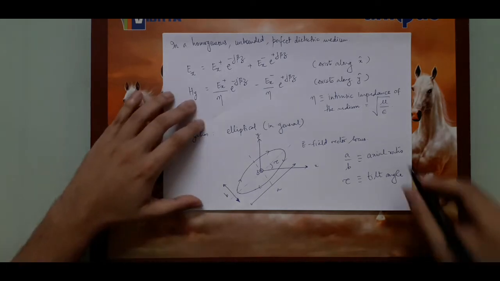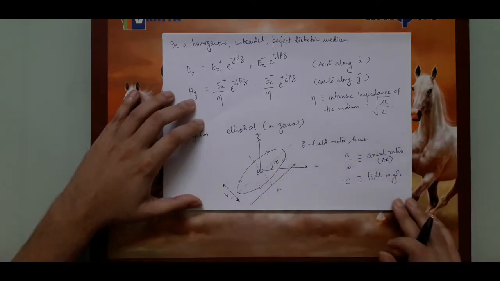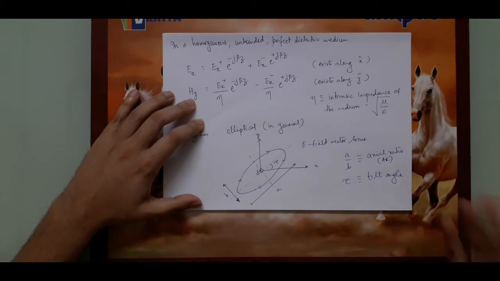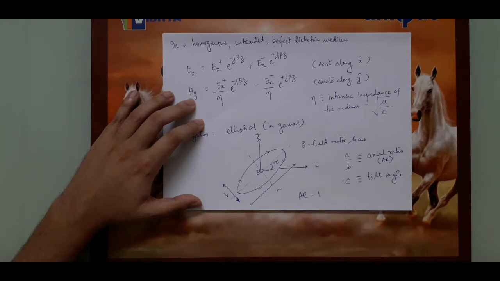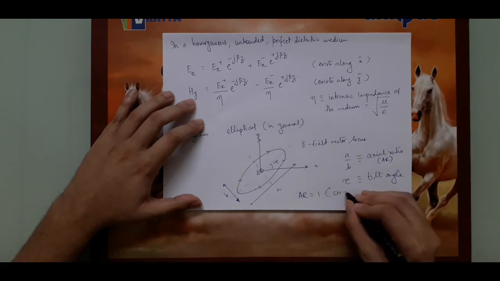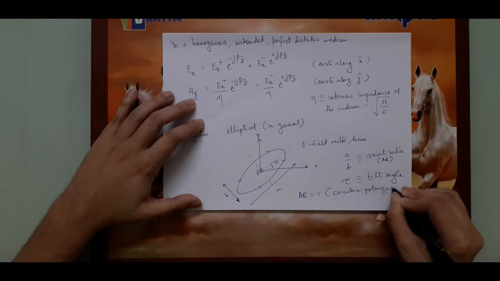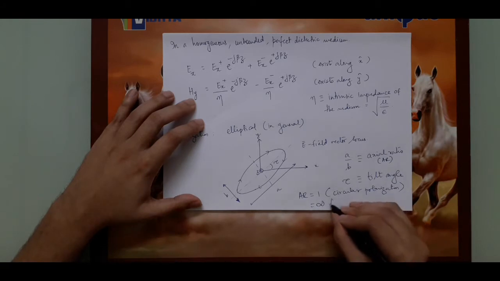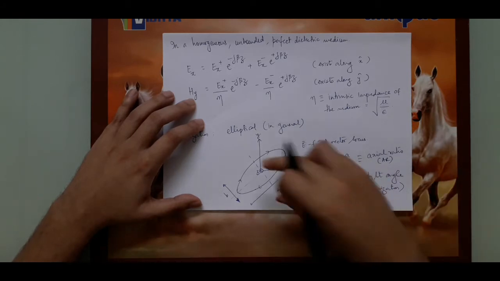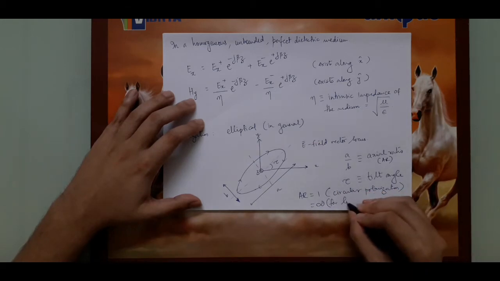So in general, the axial ratio or AR can vary between 1 to infinity. So AR becomes 1 for circular polarization, and AR becomes equal to infinity for, when would that become infinity? When the B would become 0. So it is for linear polarization.